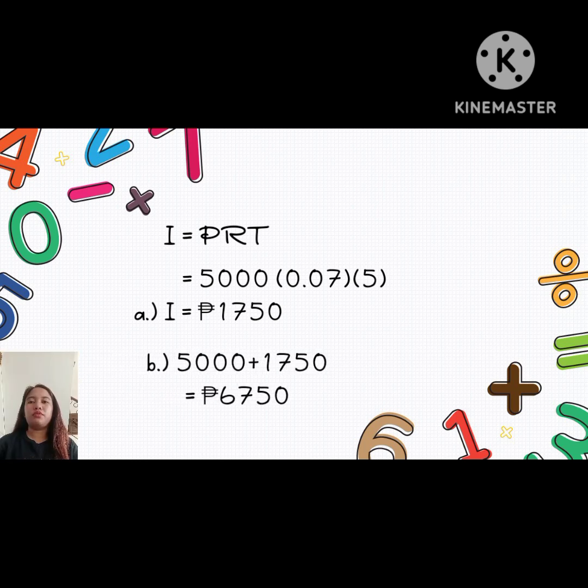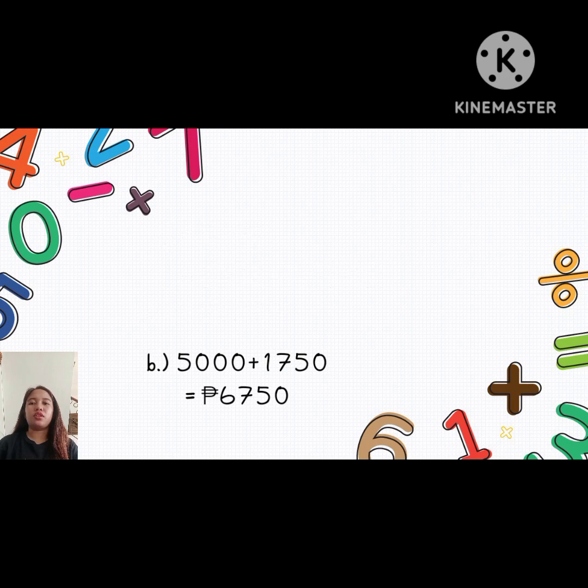For letter B, we are going to add the principal value and the interest from letter A. So 5,000 pesos plus 1,750 is equal to 6,750. So this is our answer for letter B.